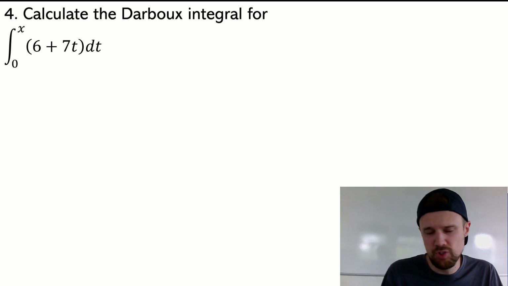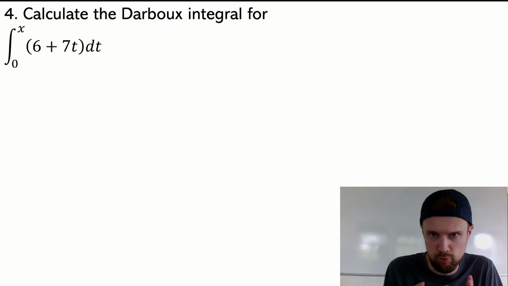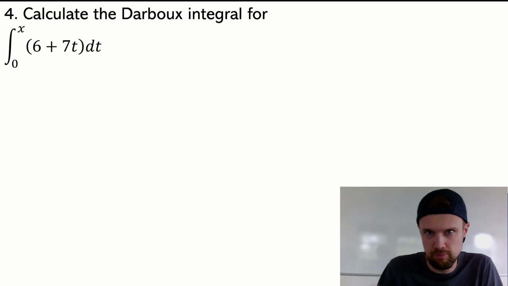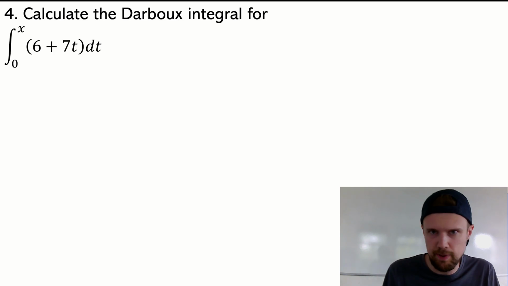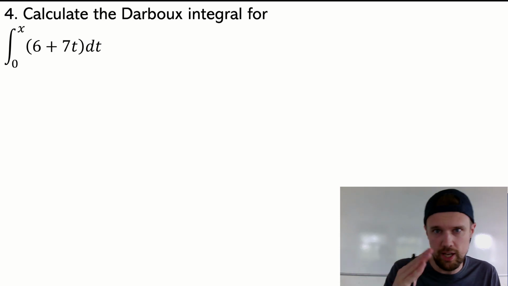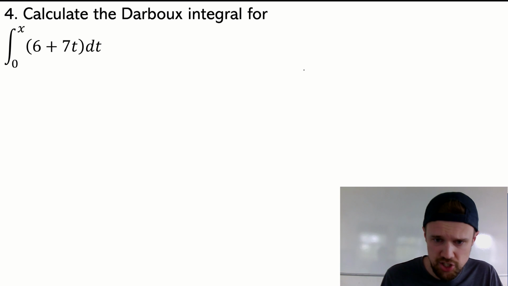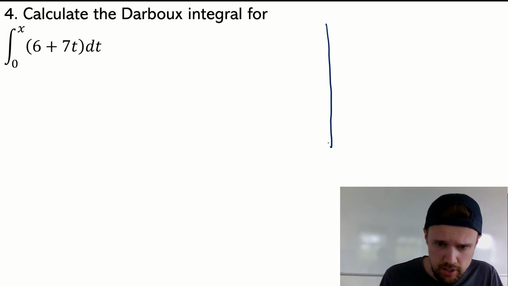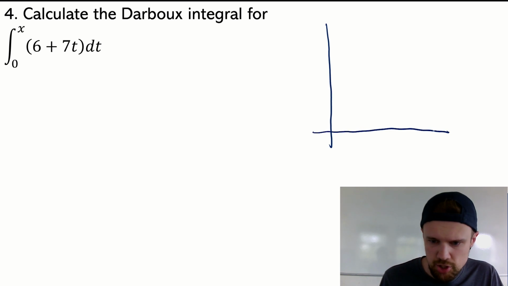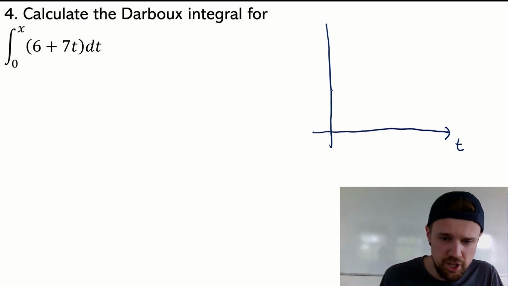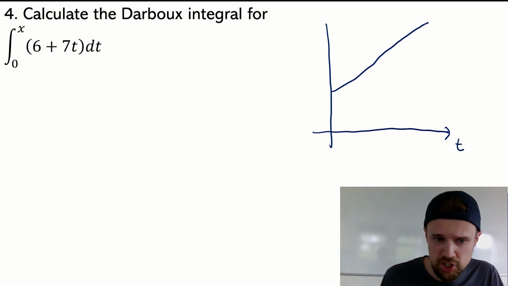Again, don't just get in the habit of assuming a certain Riemann sum will always give a certain Darboux sum, because it all depends on whether you've got a decreasing or increasing function as to which one of those things it's going to do. So, therefore, let's start by drawing a diagram. Assuming this is the t-axis on the bottom. So therefore, 6 plus 7t will look something like that.